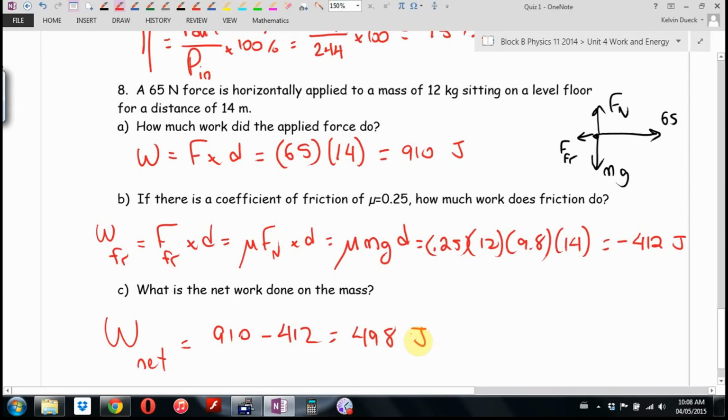Where did that energy go? That's the part that caused this box, this mass, to speed up. That got turned into kinetic energy. How do I know it's speeding up? Because there's an unbalanced force.